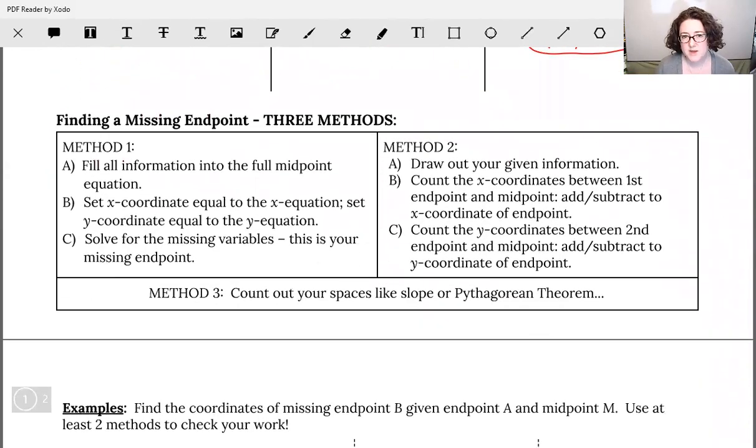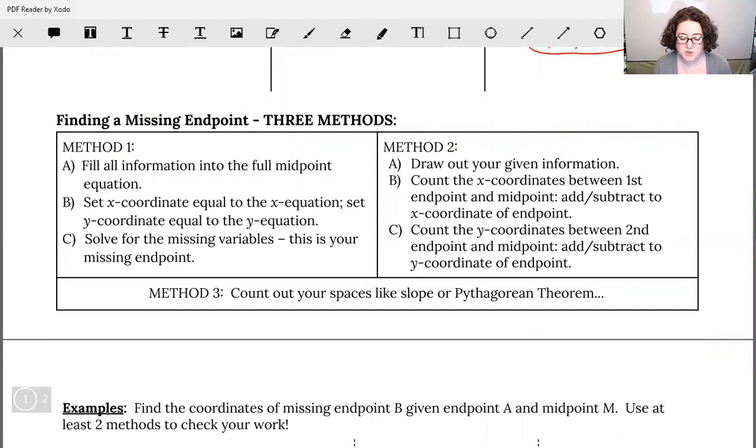So method 1, we could actually take our formula for midpoint, throw everything in there, and then solve out the resultant equations. Now, I'm definitely going to show you how to do this, but this isn't necessarily the recommended method. It's easy to get bogged down in the algebra on this.